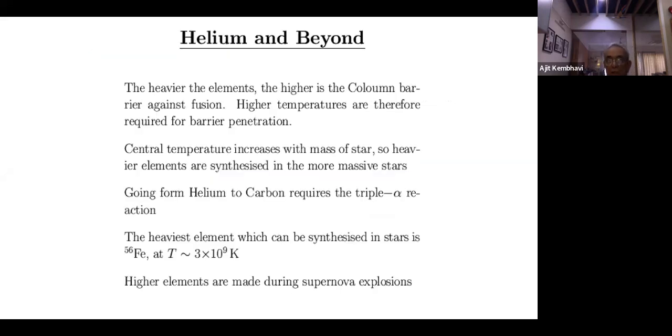So you have to go beyond helium. Going from helium to carbon requires a reaction which is known as triple alpha, which was first considered by Hoyle, and he made a very important prediction. He said that if you want to convert helium to carbon, then the carbon nucleus must have a certain particular energy level, which at that time was not known. So this was the first successful physics prediction which came straight from astronomy. And Fred Hoyle was, of course, a very great astrophysicist.